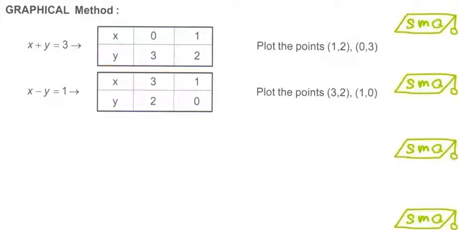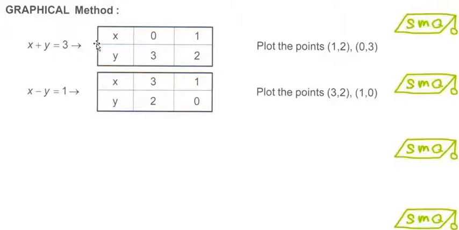The last method is by the graphical method. For each of the equations, we plot two tables, one for the first equation and the other for the second equation. Let x be any value. In this case, we let x be 0 and 1.